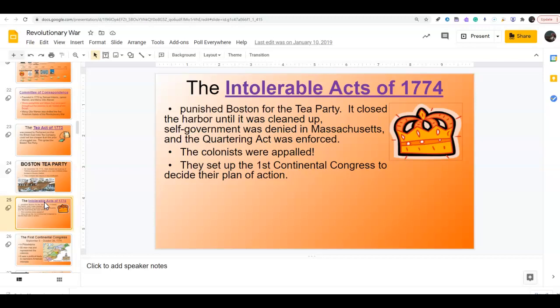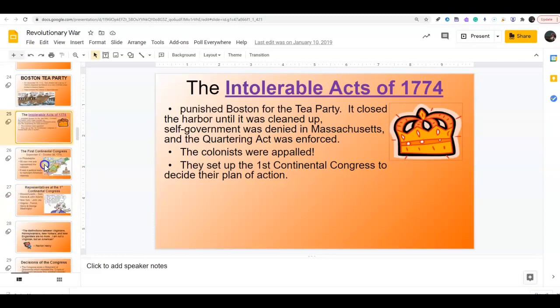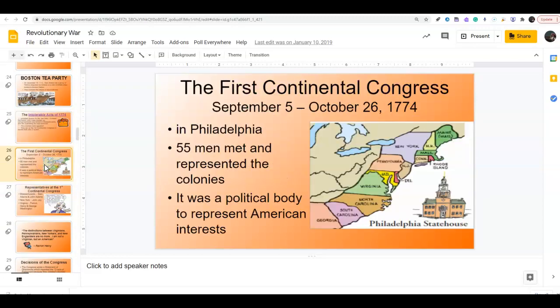Britain strictly enforced the Quartering Act because they wanted to make sure people were doing the right thing, and they wanted anybody who was seen to be a rebel to be followed and watched, and those types of things. So what the colonists do in return is they set up the First Continental Congress.